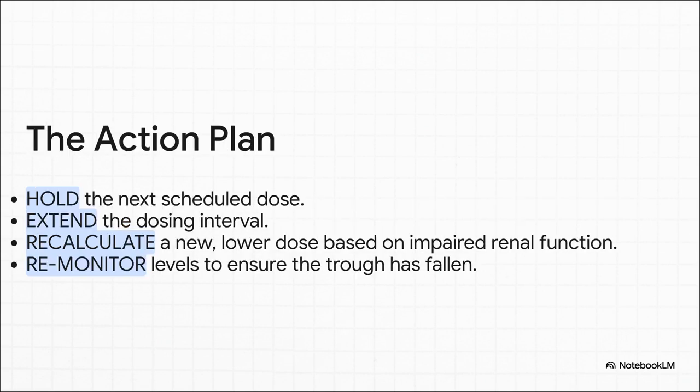So what's the action plan? First, you hold the next dose. Do not give it. Step 2, you extend the dosing interval. Maybe you go from every 24 hours to every 36 or even 48 hours to give the kidneys a chance to catch up and clear the drug. Third, you recalculate a new, smaller dose based on this patient's new, worse kidney function. And finally, you remonitor the levels before that next dose to prove that the trough has come down to a safe level.